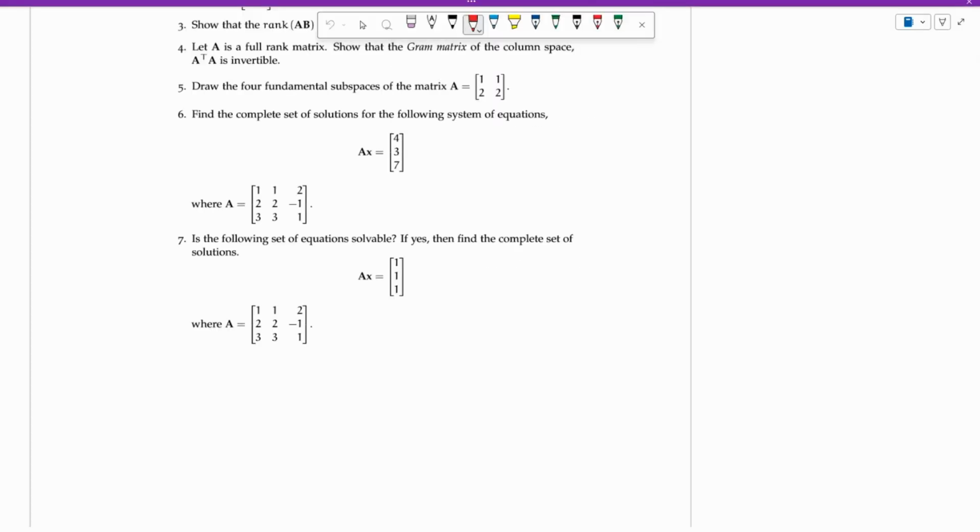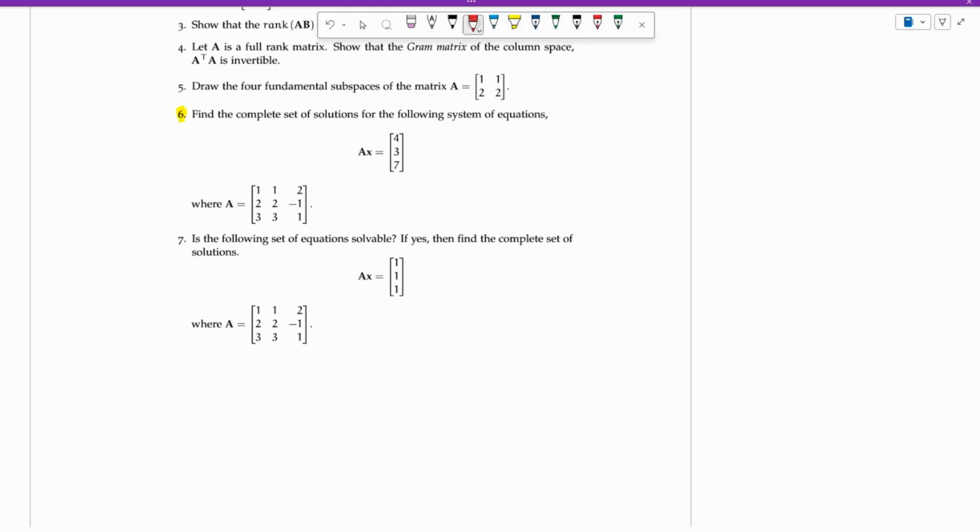Let's do this problem. Problem number 6. If you have AX equals this, what we want to do is find the complete set of solutions to this problem. Well, we have to first find out if it's solvable. If it's solvable, then we need to find the complete set of solutions, even if there are infinitely many. So you essentially have to get the augmented matrix to the reduced row echelon form, and then from that see if it's solvable, and if it's solvable, what's the solution.